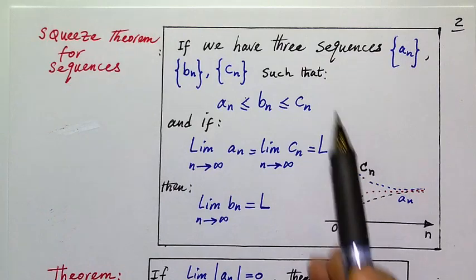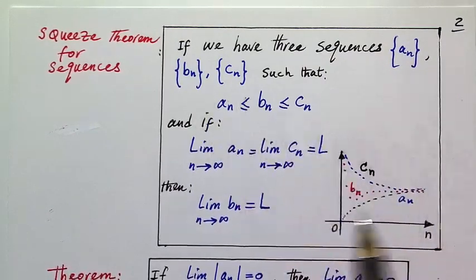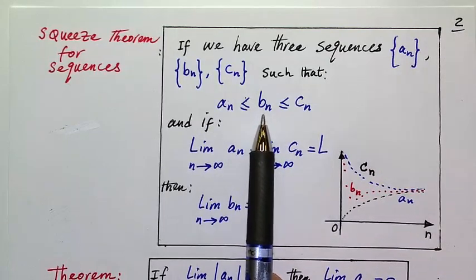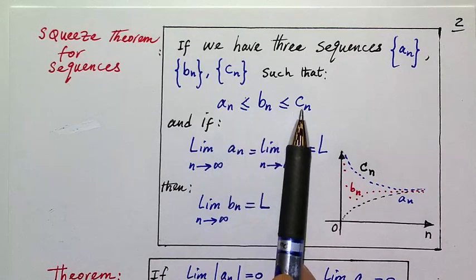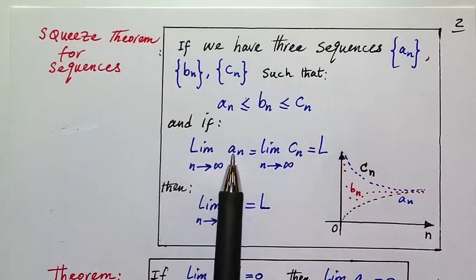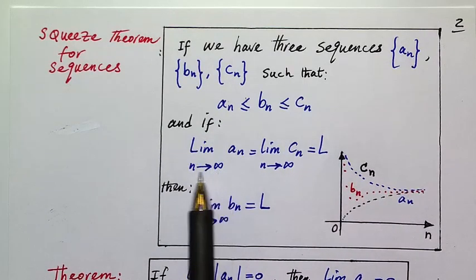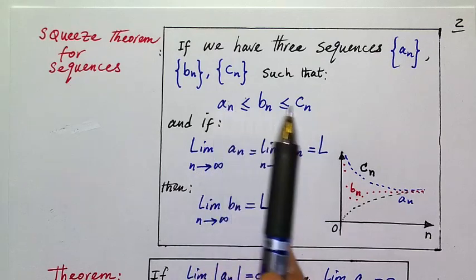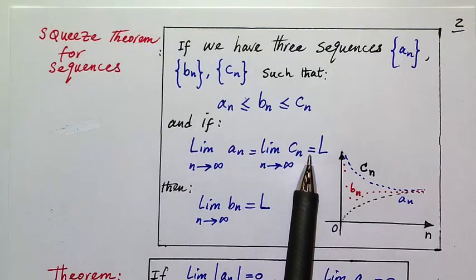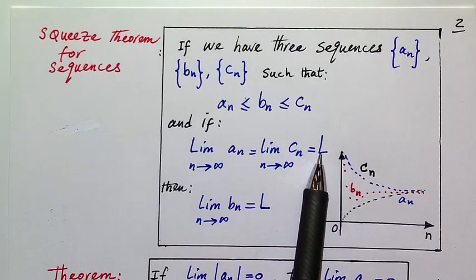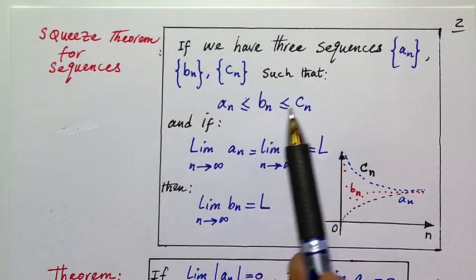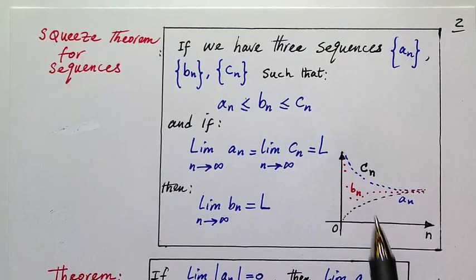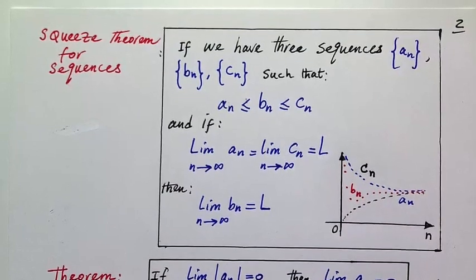So if we have three sequences a sub n, b sub n, c sub n, such that b sub n is in between these two sequences, greater than or equal to a sub n and less than or equal to c sub n, then if a sub n has a limit as n approaches infinity which is equal to the limit of c sub n, let's say some value L, then the sequence in the middle, in this case b sub n, has a limit that approaches the same value. And this is a graphical depiction of that same concept.